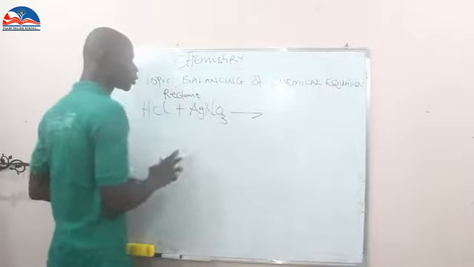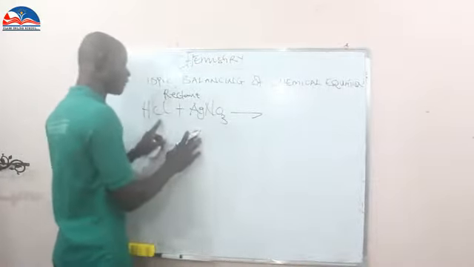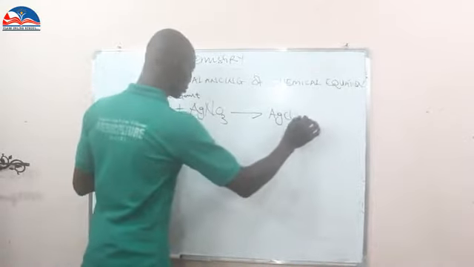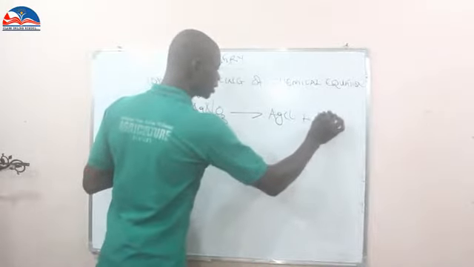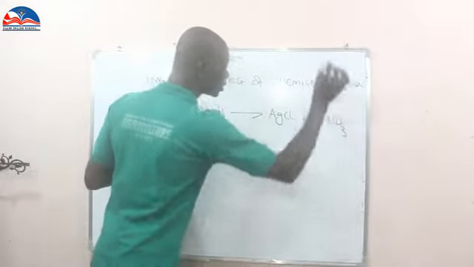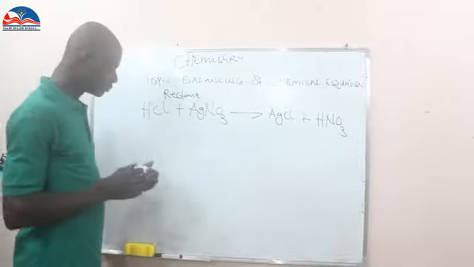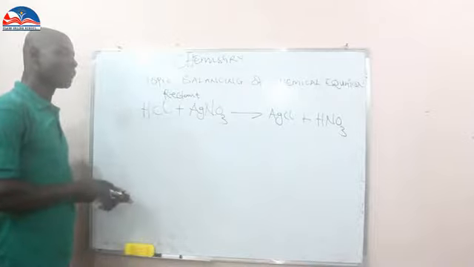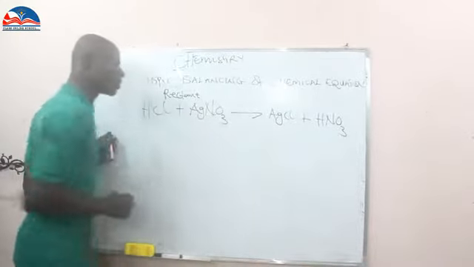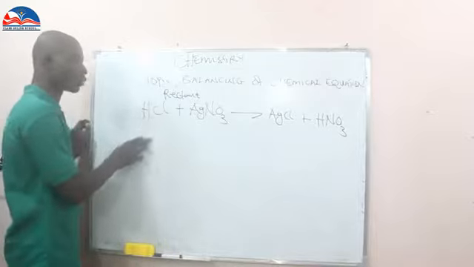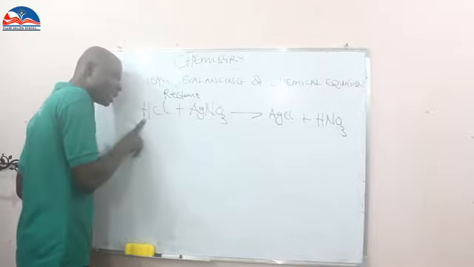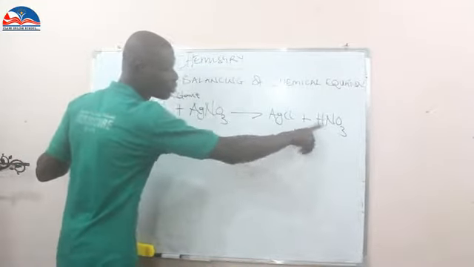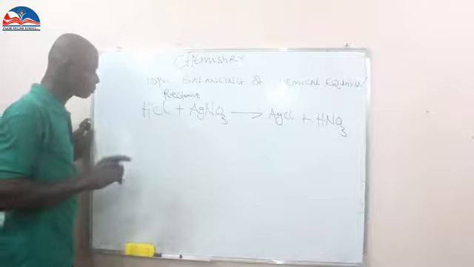Why this side? In this place, if I want to get this equation, I'm going to have silver chloride plus hydrogen trioxonitrates. These are the 2 things that I'm going to have. Now in this case, if I want to balance this equation, the first thing I'm going to check is the number of hydrogen atoms. Now, how many hydrogen is here? 1. How many hydrogen is this side? 1. Making 2 of them balanced.